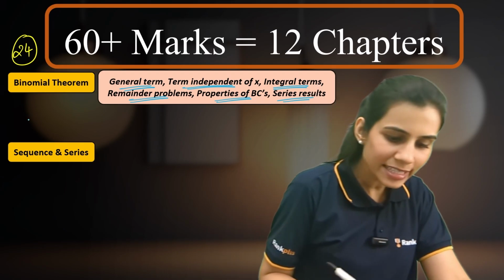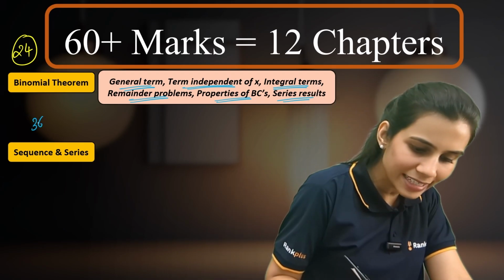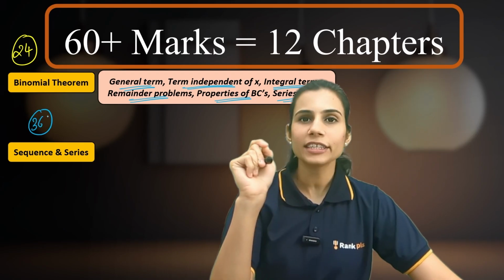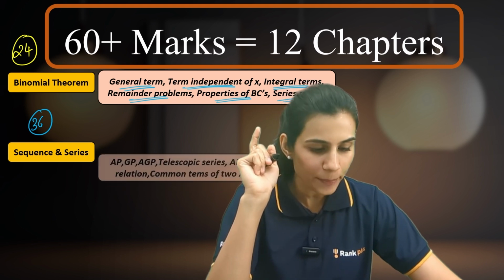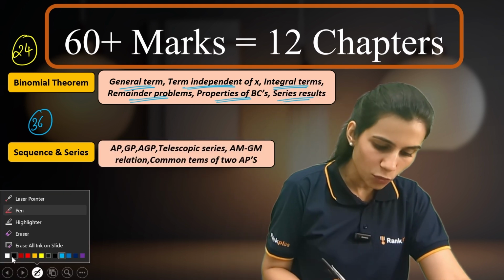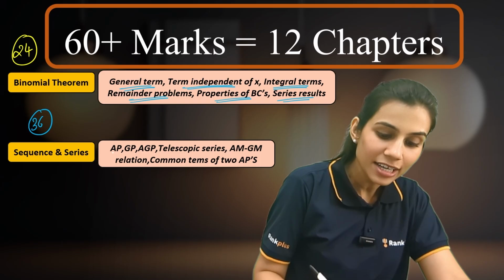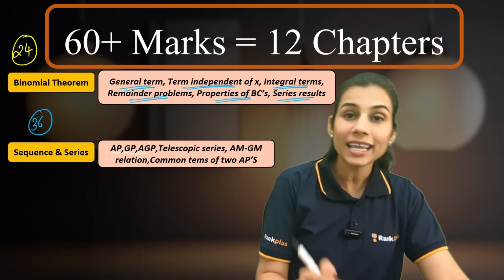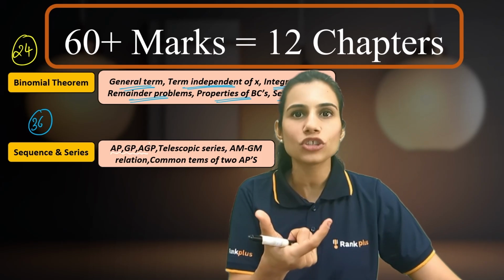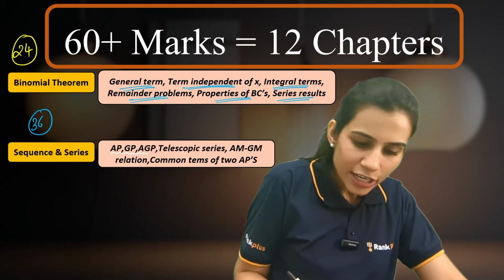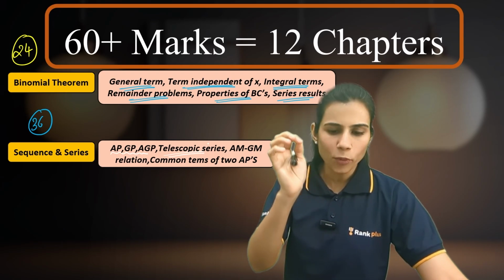Here, sequence and series comes as the second chapter. 36 questions just in 1 year 2024 have been asked from this chapter. And if I talk about the subtopics involved, guys, very carefully look here. You have AP, GP, AGP and also series which is not directly AGP but convertible to AGP. You have telescopic series, extremely important.